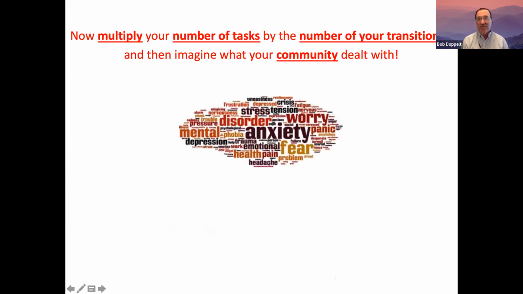Okay, now we're going to take this one step further. Now multiply the number of tasks you had by the number of your transitions. So if you had 5 major transitions, but each one of those required 4 major tasks, that's a change of 20 different things. So try to sort of figure out what that number is, and then imagine what the people in your community dealt with. So just add up the number of different changes that you had to make because of the task and your transitions.